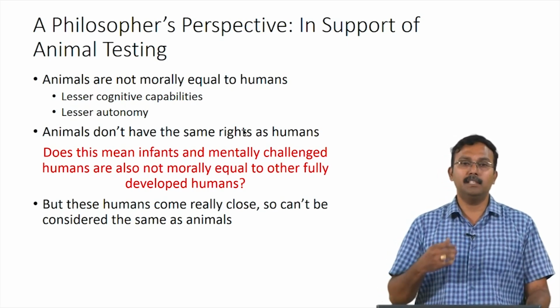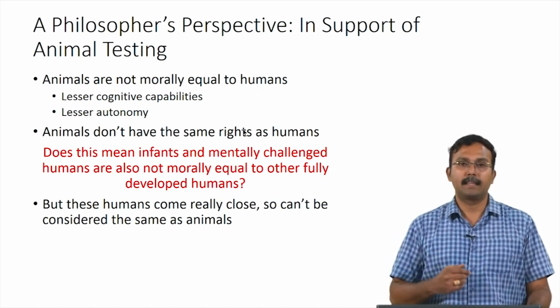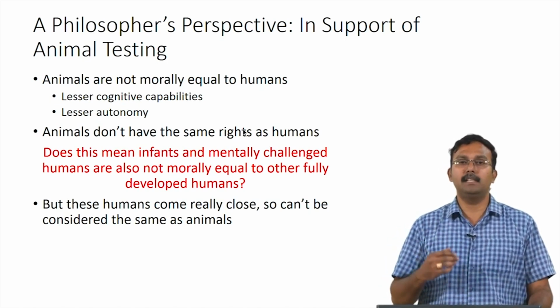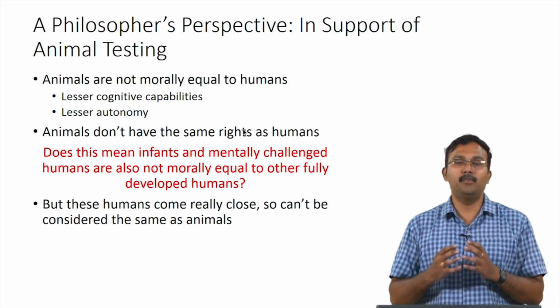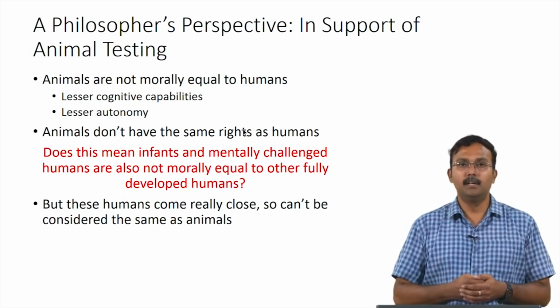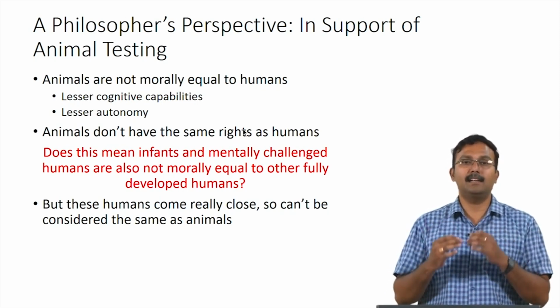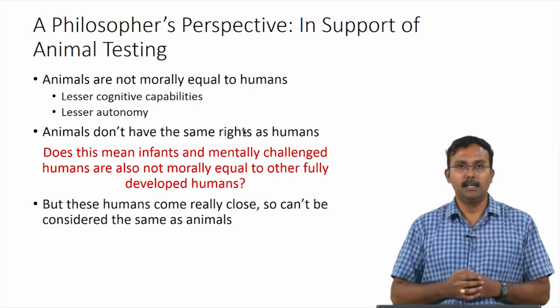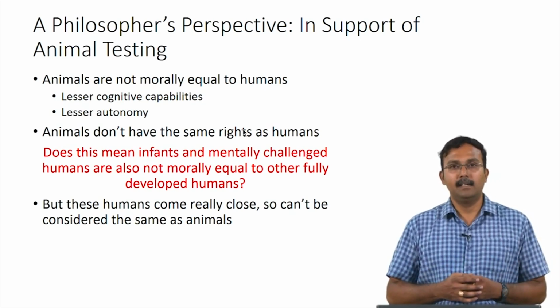One of the things which is said is animals are not morally equal to humans. They have lesser cognitive abilities and lesser autonomy. So, you cannot fully treat them as equals. We do kill animals for food, we do treat animals as second class species in this world. We may want to deny that, but that is the reality.